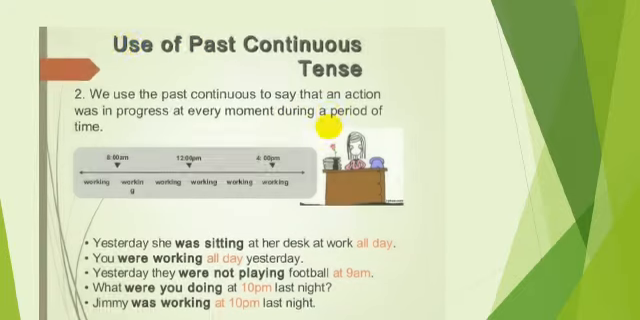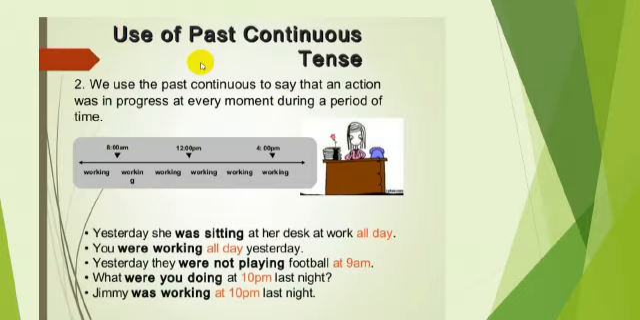Come on. We use the past continuous tense to say that an action was in progress at every moment during a period of time. Again, in the past. Now, let's look at this picture. This woman, she's working, right? So let's say, yesterday, she was sitting at her desk at work all day. All day, like I say, in progress at every moment during a period of time.